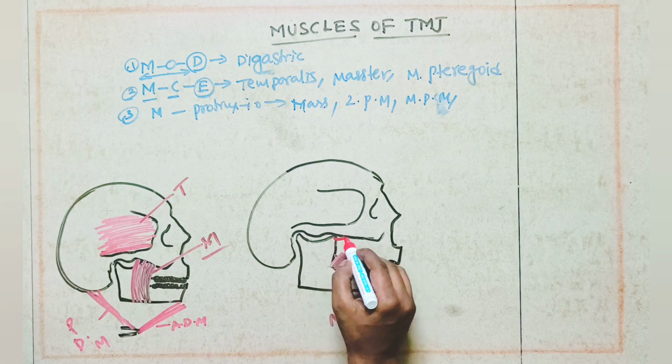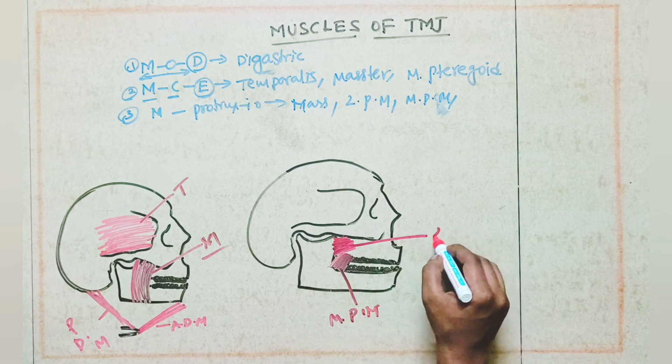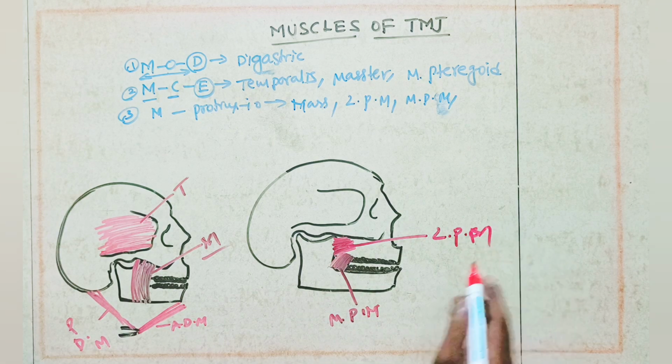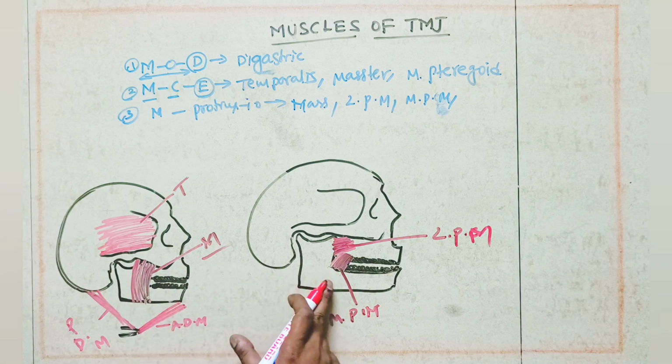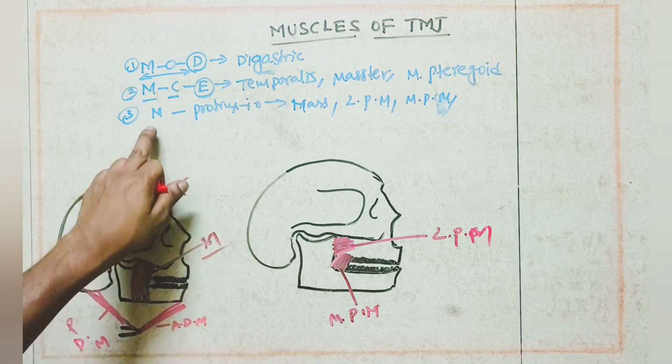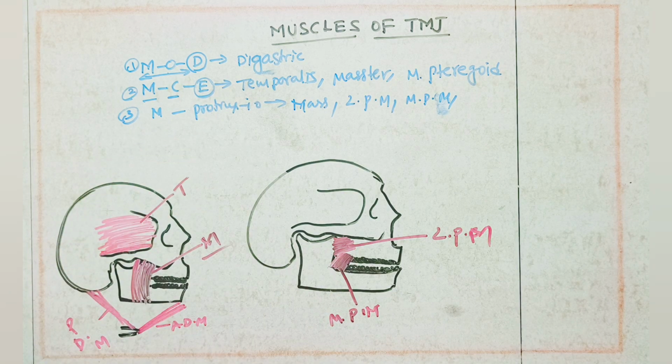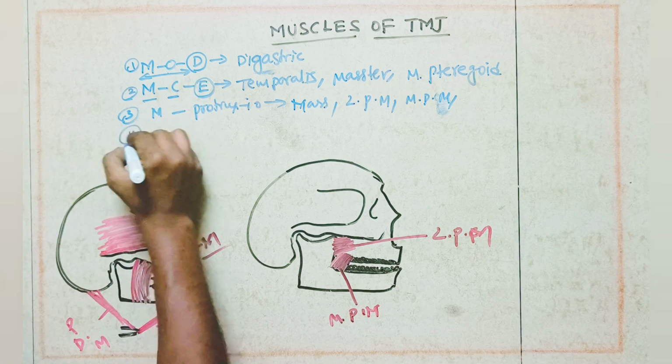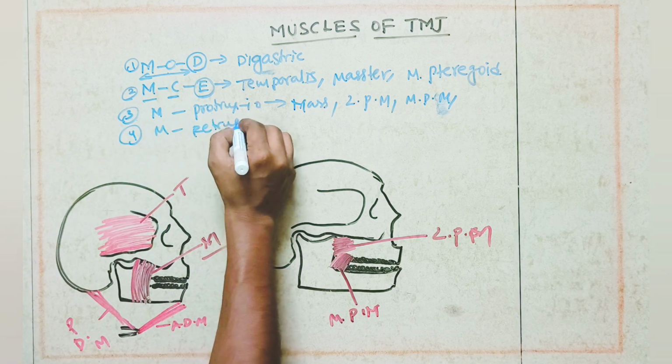The lateral pterygoid muscle will be present above the medial pterygoid. This is the lateral pterygoid muscle. So this masseter, medial and lateral pterygoid muscles are going to be helpful for the mandibular protrusion movement. And one more movement we have, the fourth one, mandibular retrusion movement.